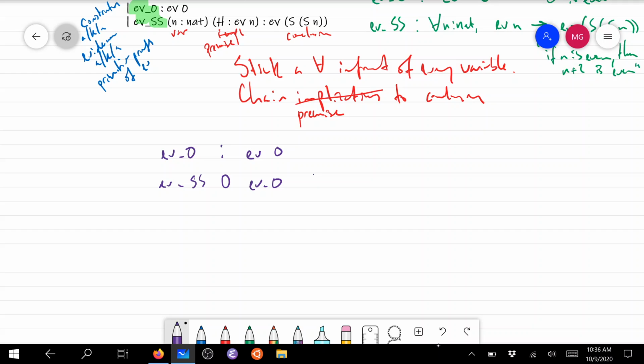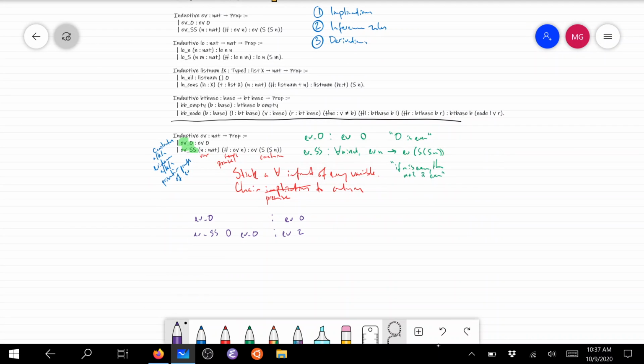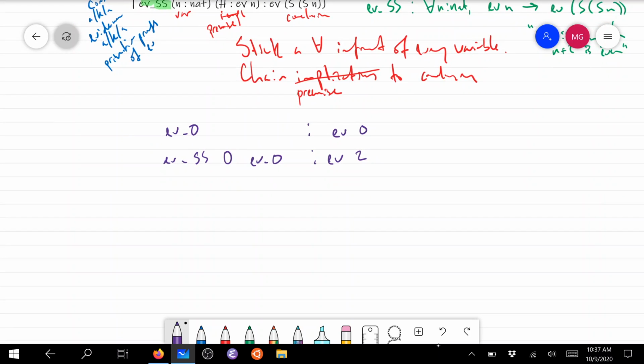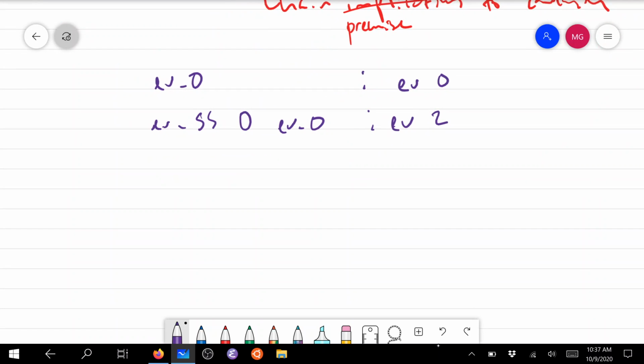Okay, EV0. That's a proof that EV2. Let's line this up. Can't do that on a real whiteboard. Okay, cool. Sorry for the screen flashing. So if this is a proof that 2 is even, then this should be a proof that 4 is even.